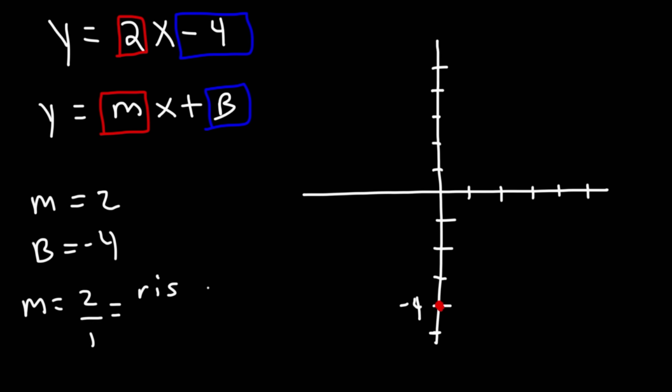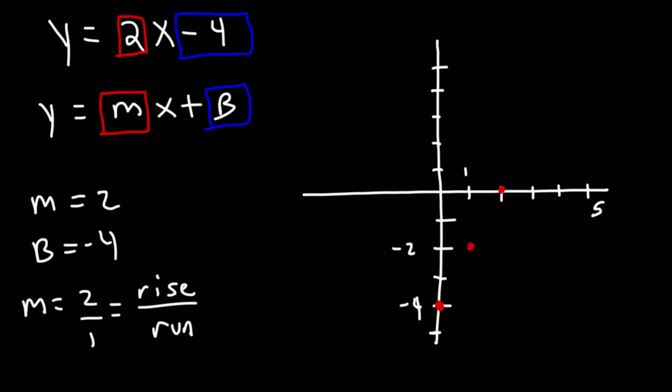So the rise is 2, the run is 1. To get the next point, we're going to go up 2 units and then travel 1 unit to the right. That will give us the point 1, -2. So we have an x value of 1 and a y value of -2. Now let's go up 2 and over 1 again. So we get the next point, which is 2, 0. That's an x-intercept.